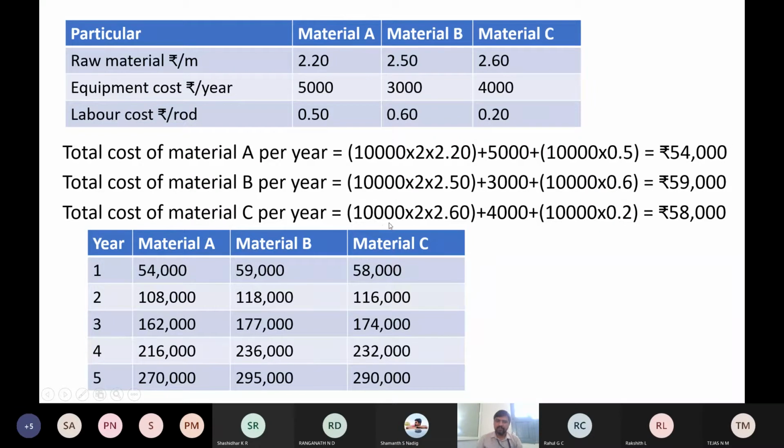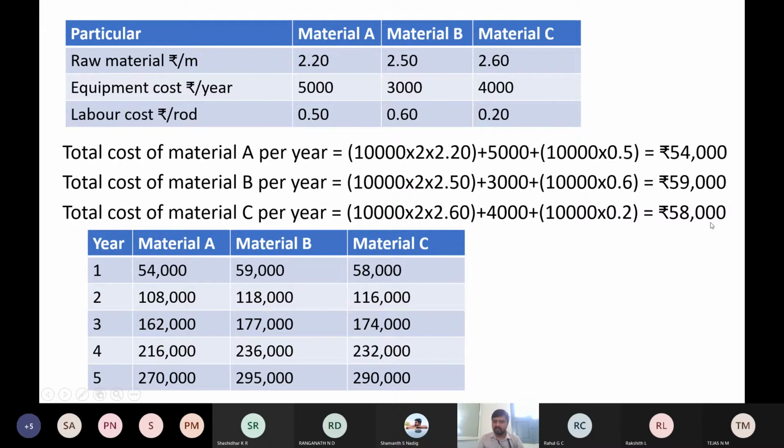That is 10,000 into 2 into 2.60. This will give you the raw material cost for 10,000 units of curtain rod. Then 4,000 is the equipment cost distributed per year. Then labor cost, so 10,000 into 0.2. Okay, now you know the total cost of material A, material B and material C per year, that is for making 10,000 units of a curtain rod.